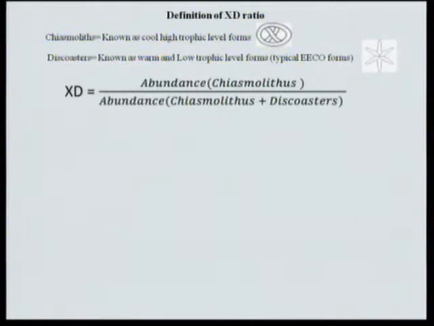Okay, here it is. Because in literature, we know that chiasmolytes is known as cool and high trophic level forms. And this cluster is known in literature as warm and low trophic level forms, typical of the EECO. Then the ratio of them, because the denominator is chiasmolytes, should give us what happened to the trophic level at that time.